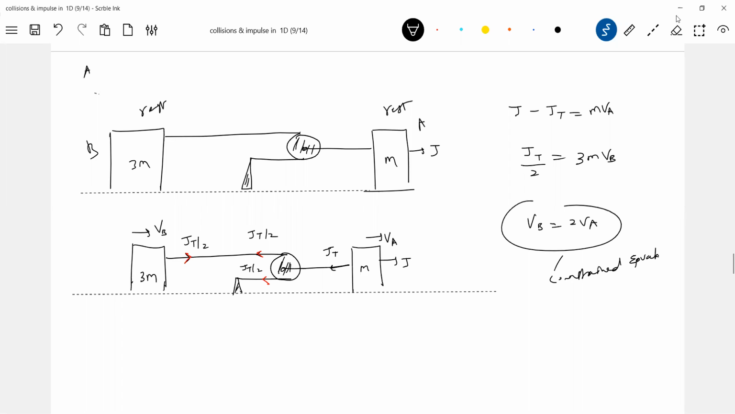So I'll describe an impulse J is applied, you write it. Find the speed of blocks.